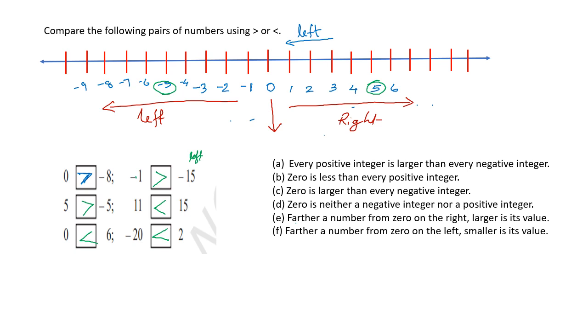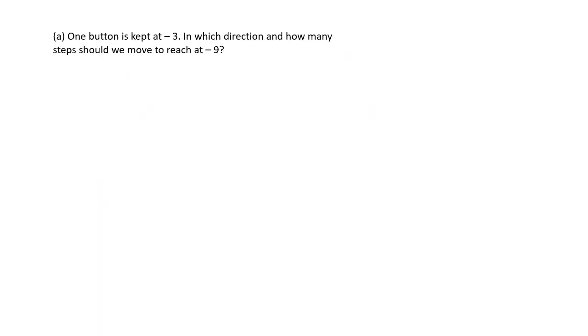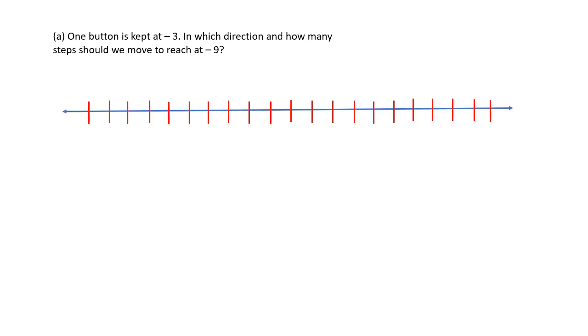Similarly, as a number moves away from 0 towards the left, it becomes smaller and smaller. Okay. Now, the question is, one button is kept at -3. In which direction and how many steps should we move to reach -9?